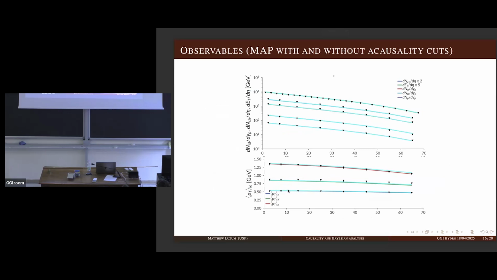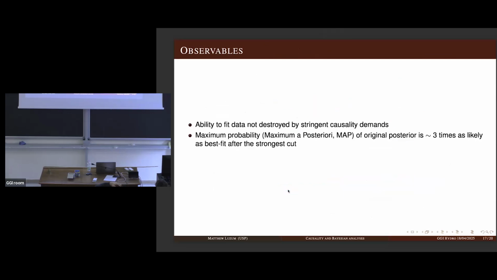You probably can't really see anything, so I'll just show you that. So you definitely have not completely destroyed your ability to fit data. It still looks okay, but there are differences, and so it does hurt. So let's say this maximum a posteriori of the original posterior is about 3 times as likely as the best fit after the strongest cut. So if you think of a Gaussian or something, this is more than 1 sigma away. Of course, it's not a Gaussian, but roughly speaking, that's how you think about these things.